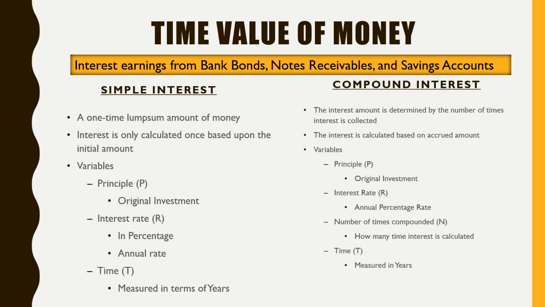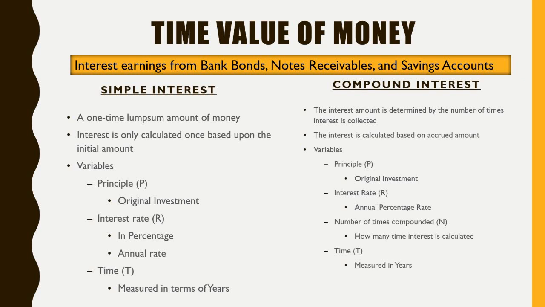Now, a typical example of simple interest that's currently being used is when you purchase bank securities or bank bonds, right? When you invest, they don't accrue as much interest, or a savings account. That's the better example for simple interest where you're only going to get calculated interest once.